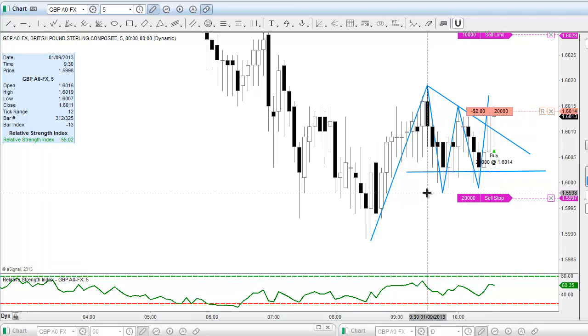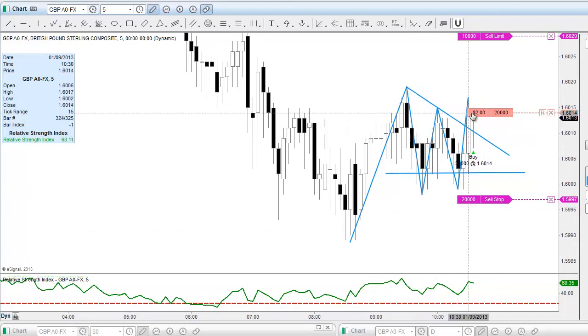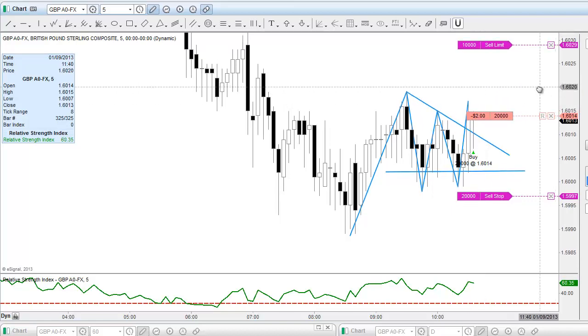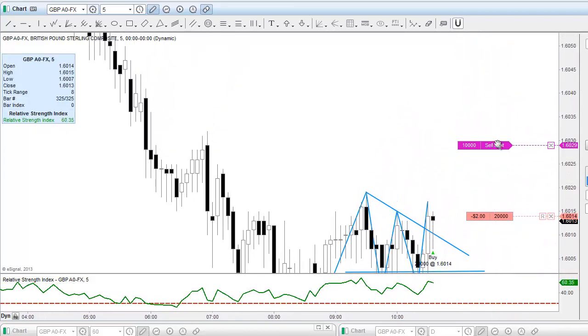We don't want the market to violate the previous lows. So what I'm looking for is an advance here, and I'm looking for the market to come up into initially here around 160.29.